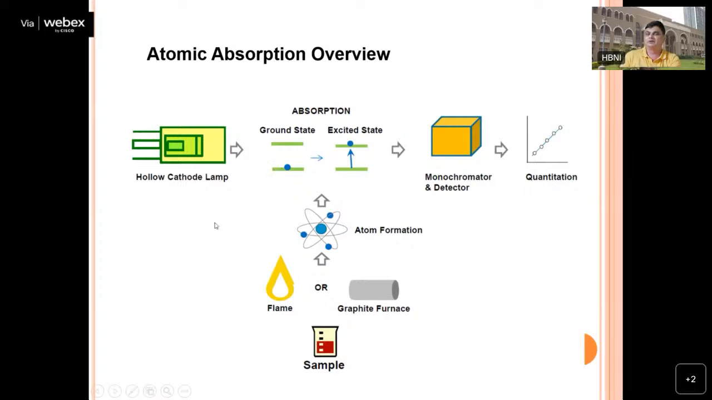If we are using a continuum source, we use monochromators so that only that particular wavelength will go. And this absorption takes the electron from the ground state to the excited state, and the decrease in the intensity of the hollow cathode lamp will be measured. The decrease is recorded at the detector, and then for quantification, first the calibration curve, and then the unknown sample. This is how we handle atomic absorption spectroscopy.